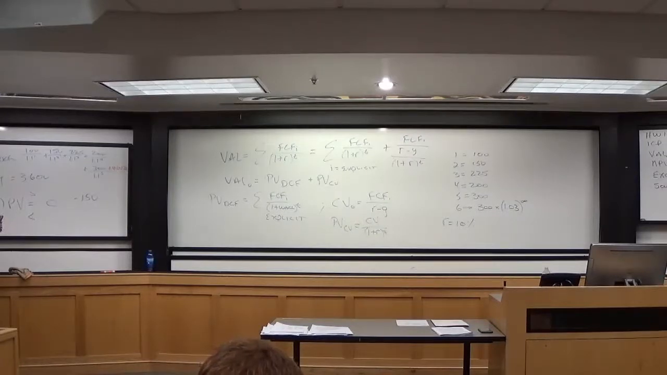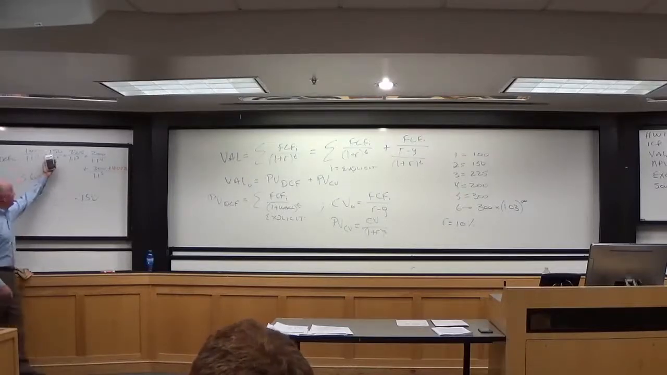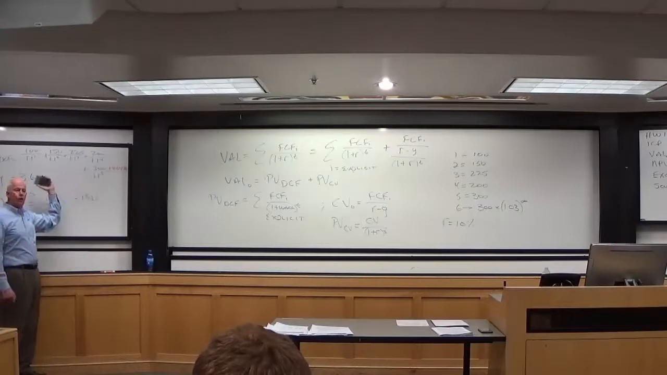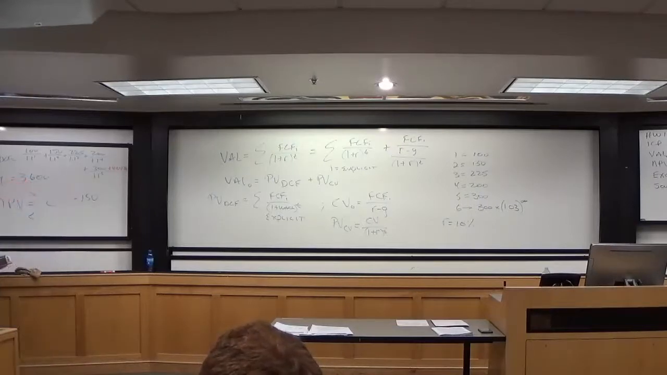100, CFJ for time 1; 150, CFJ for time 2; 225, CFJ for time 3; 200, CFJ for time 4; and then 300 plus 4414.28 equals CFJ for time 5. So my cost is 3,600, my benefits are my cash flows. I'm going to discount all those for rate and time at 10%, 10 divided by YR.